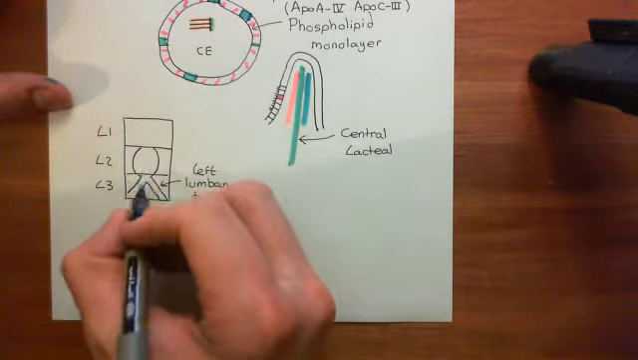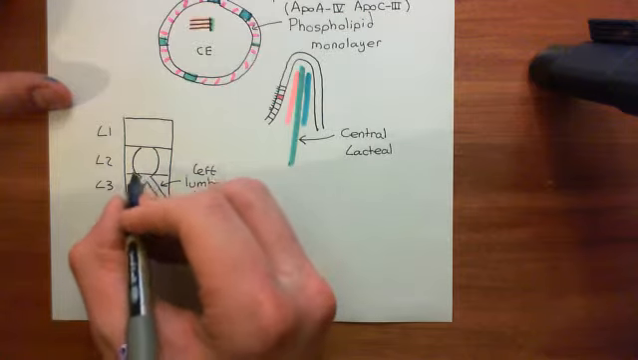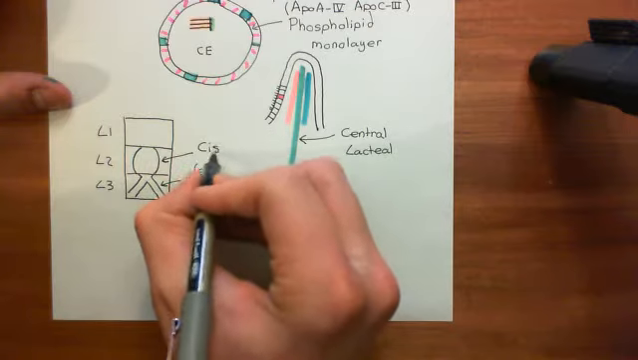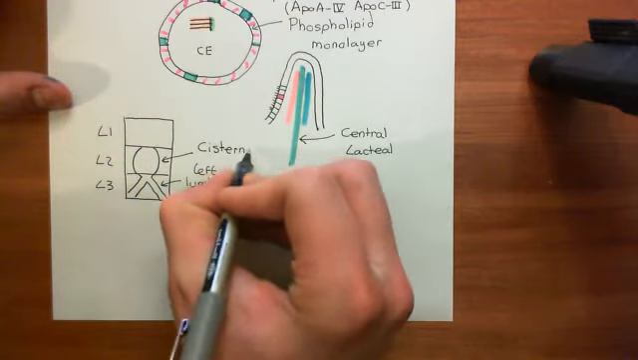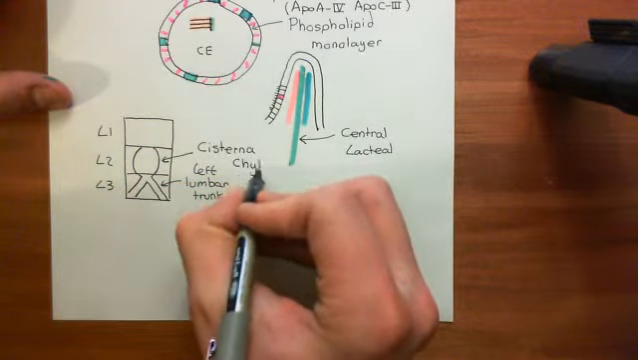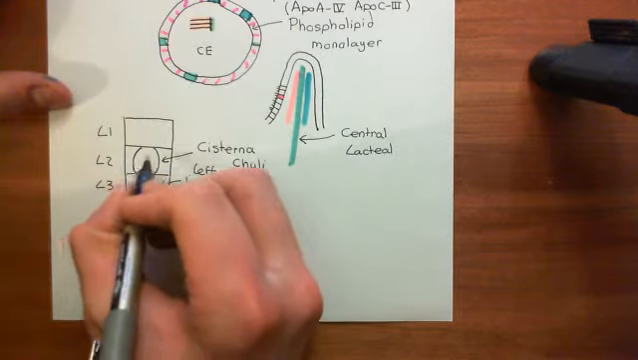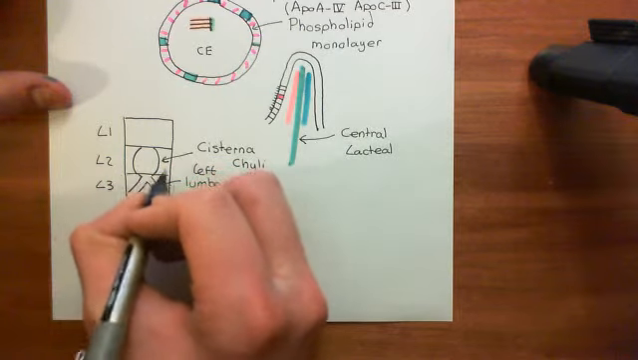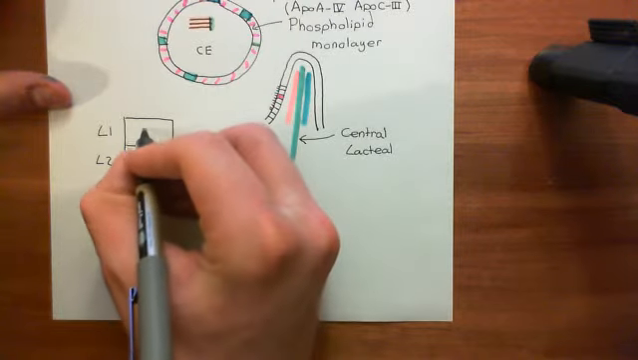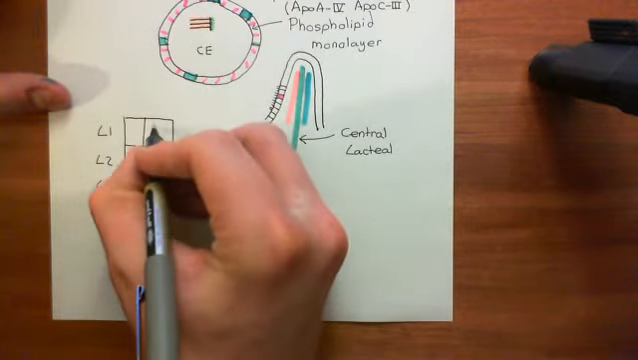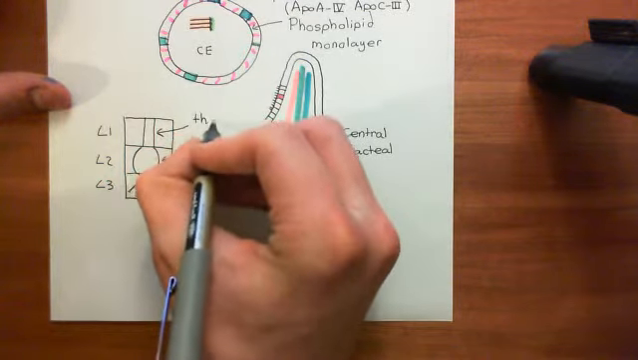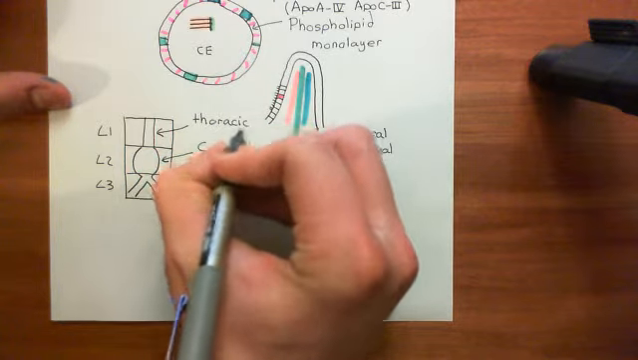Then they coalesce to form a big sac, and this big sac is called the Cisterna Chyli. All of the lymph from the intestine also drains into the Cisterna Chyli, which sits just in front of the vertebral body of the L2 lumbar vertebra. Then you have a very large lymph vessel draining the Cisterna Chyli, and this large lymph vessel is called the thoracic duct.